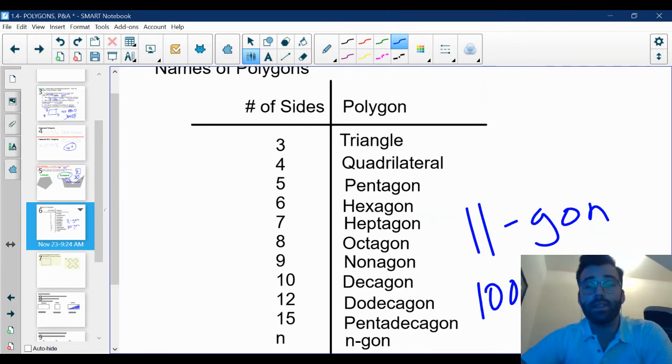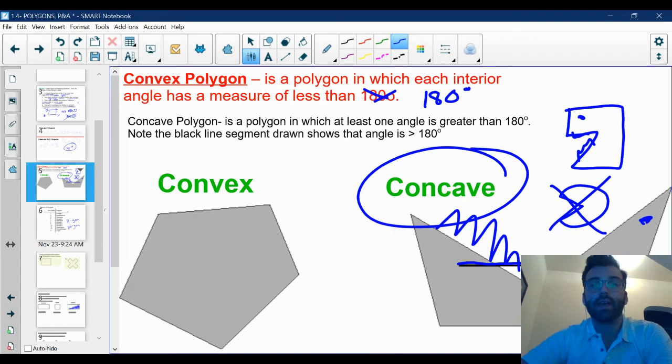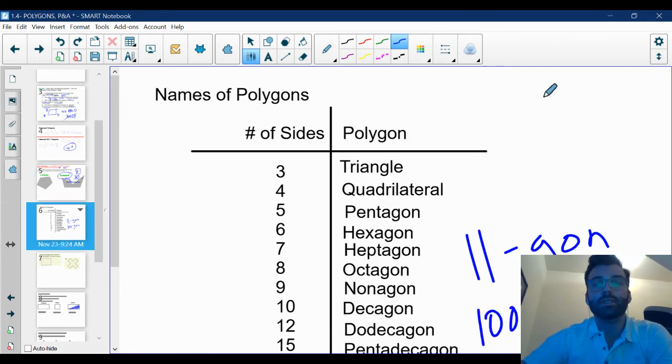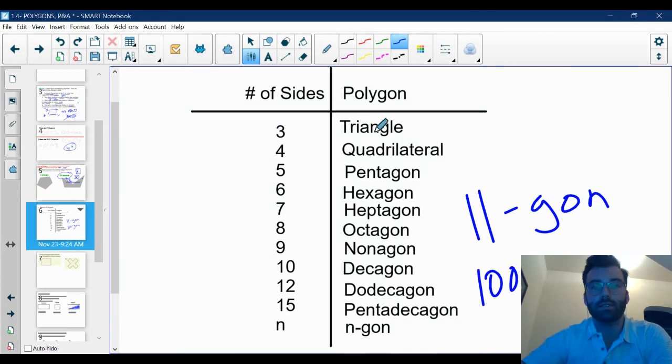Okay, that's pretty neat. I'm going pretty fast, but again, biggest takeaway for right now: concave means it caves in. Convex does not. Understand the names of polygons: 3 sides is a triangle, and so on and so forth. 7 is a heptagon. 9 is a nonagon, then decagon, dodecagon, pentadecagon.